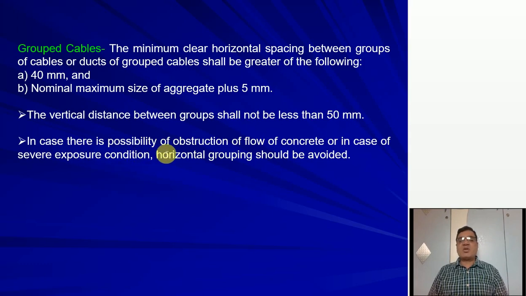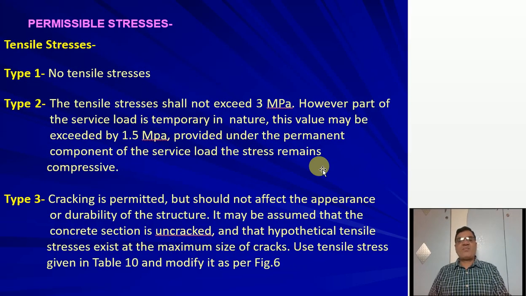In case there is possibility of obstruction of flow of concrete, or in case of severe exposure condition, horizontal grouping should be avoided. That means in case of severe exposure condition, or when there is a lot of congestion of the ducts and the reinforcement, then obviously the horizontal grouping shall be avoided just to have proper concreting. Okay. Now, whenever we start any design, we have to think about permissible stresses.